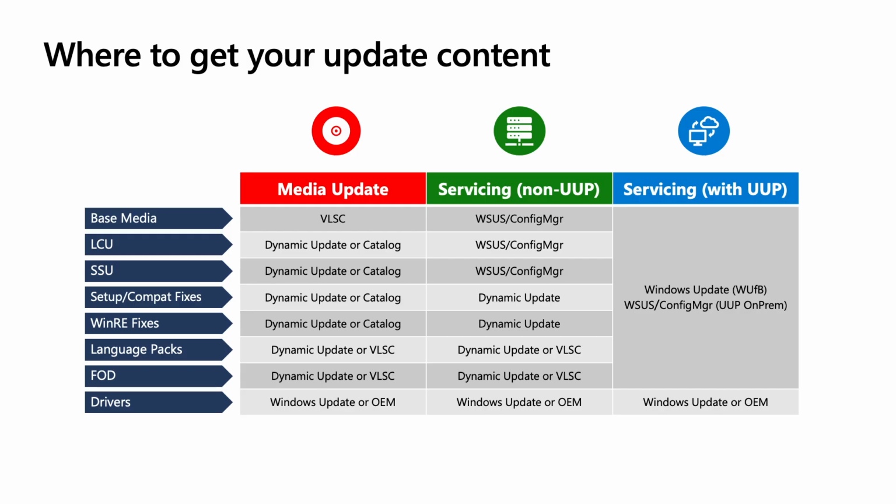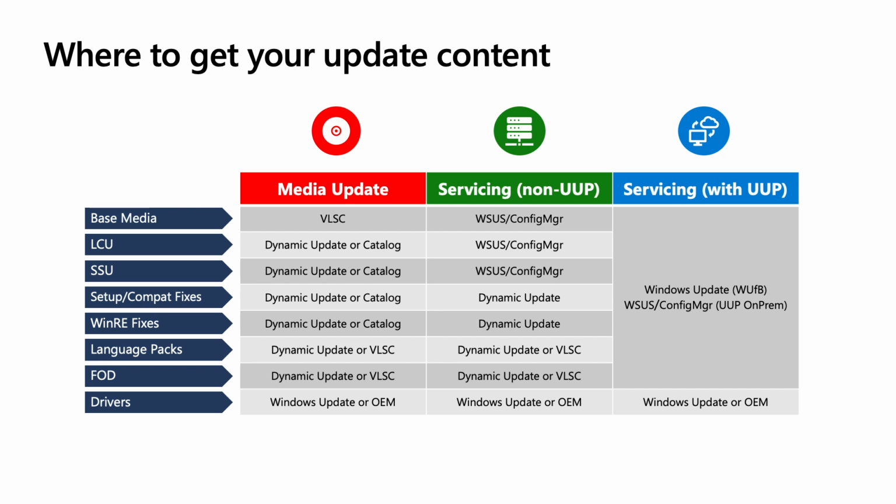As you can see, where this content is acquired from varies based on the workflow. For media updates, content comes from several sources, including the Volume Licensing Servicing Center, Dynamic Update, the Microsoft Update Catalog, and from OEMs. With today's servicing flow via WSUS, the content comes from similar sources. Servicing via the Unified Update Platform, or UUP for short, is a much simpler story.